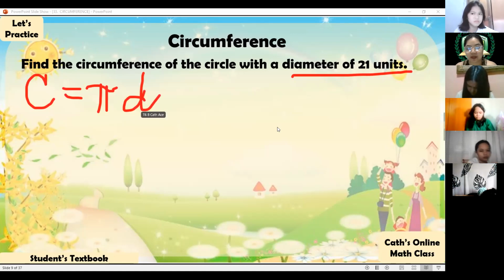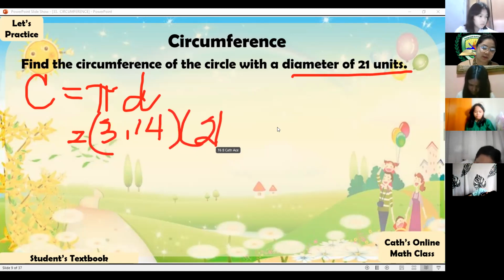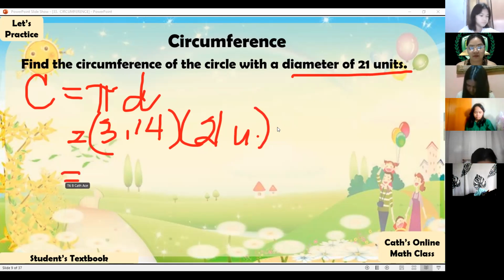Okay, sige, multiply nyo nga. 3.14 times 21 units. Ilan ulit? Circumference is 3.14 times 21 units. Ilan?